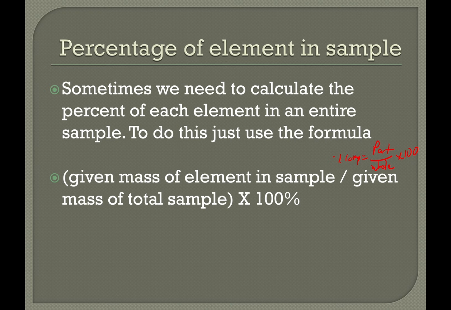This is how we would find how many correct answers you got on a test. If the test has 100 questions, that's your whole, and you got 90 of them right, we get a percent composition of correct answers of 90%. We could do that with how many you got wrong. 10 over 100 times 100. Our percent wrong is 10 over 100, or 10%.